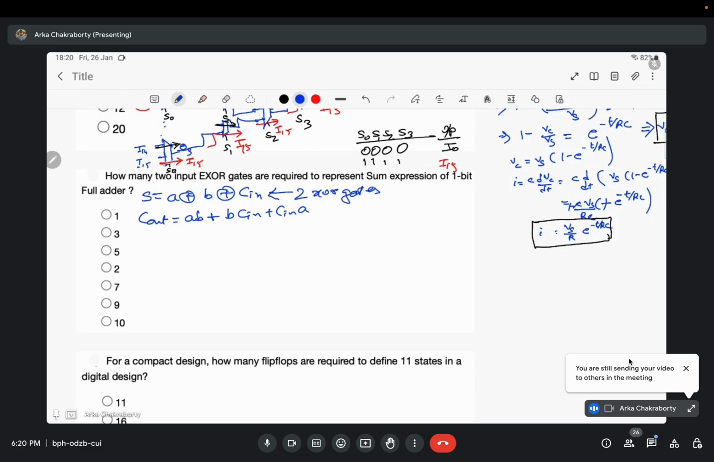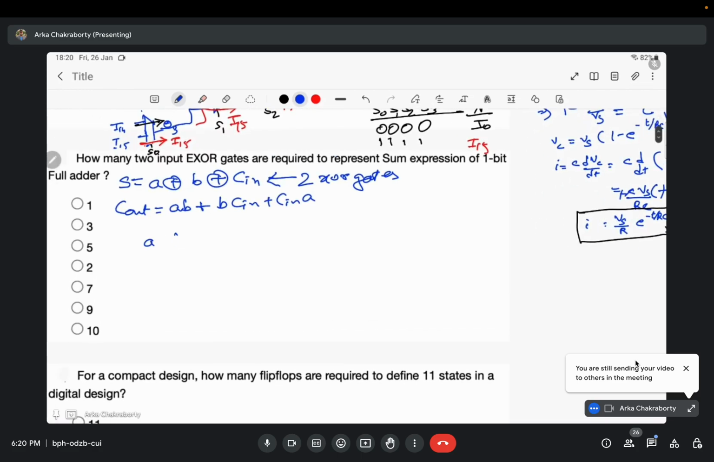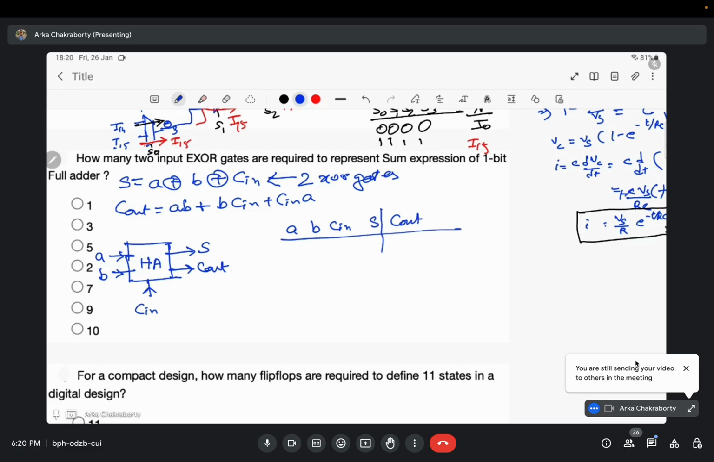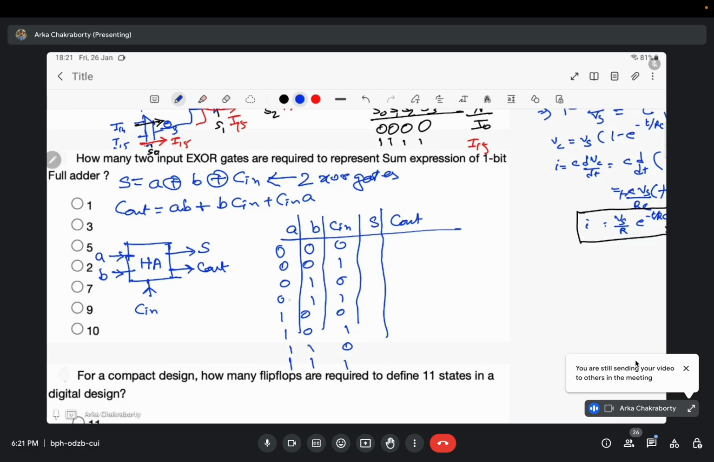I hope everyone knows the expression of a 1 bit full adder, but let me just quickly derive that for you. Say I am having a full adder here. The 3 inputs are A, B, and the carry in, and the 2 outputs are sum S and the carry out C out. So the truth table would be: 0 0, 1 0, 1 0, 0 1, 1 0, 0 1, 0 1, 1 1.